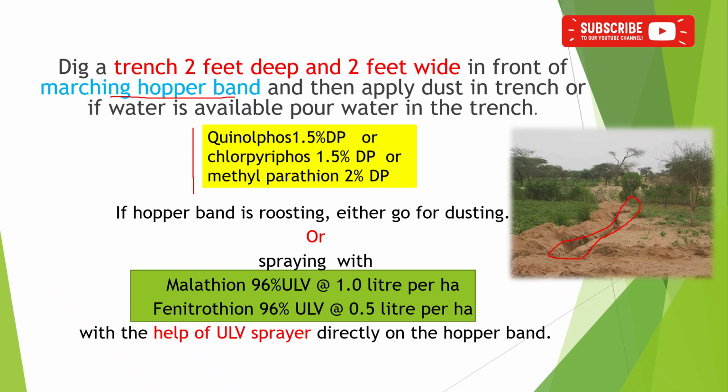If the hopper band or locust band is roosting, then go for dusting or spraying with ultra low volume spray formulations, which are available like malathion 96% at the rate of 1 liter per hectare, or fenitrothion 96% at the rate of 0.5 liter per hectare. Use these chemicals with the help of an ultra low volume sprayer, applied directly onto the hopper band.